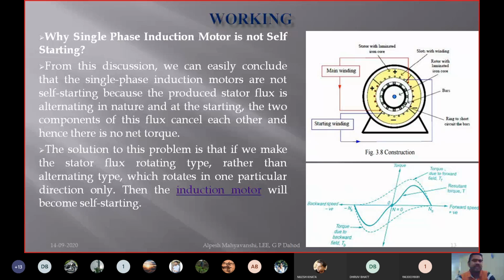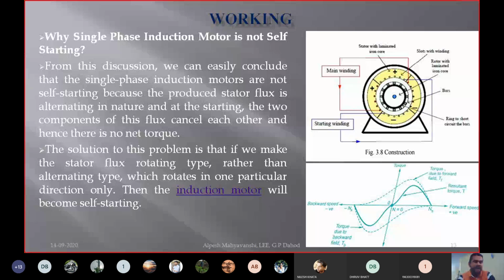So today we discussed the basic introduction of the induction motor and the construction of the single phase induction motor. The main parts are the stator winding and the rotor winding. Then the working principle on which the induction motor operates: it operates on the induction principle because there is no physical connection between the stator winding and the rotor winding, so the name given is the induction motor.